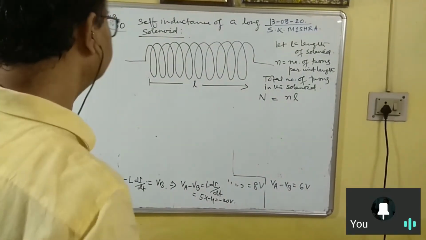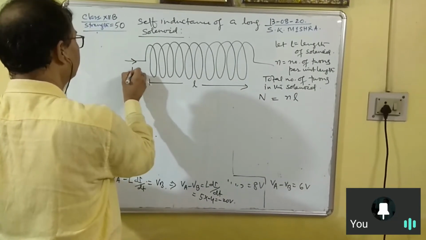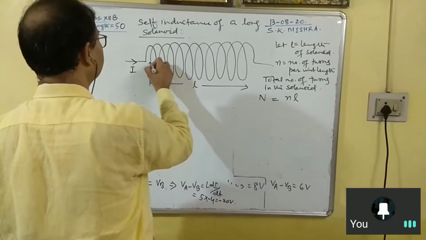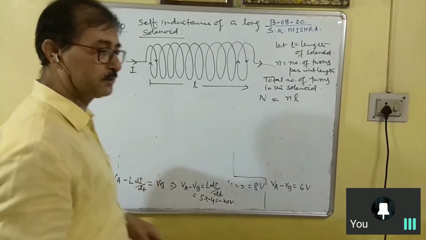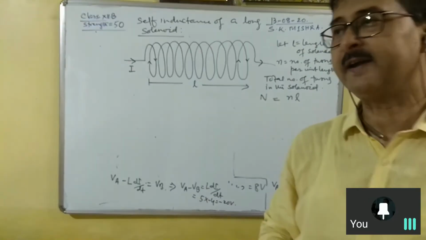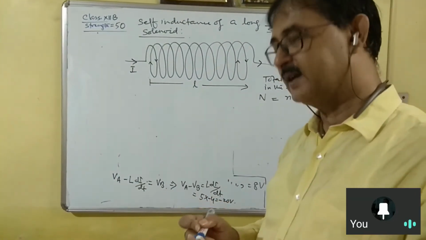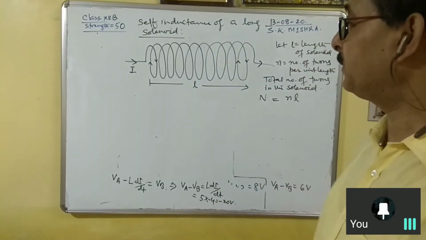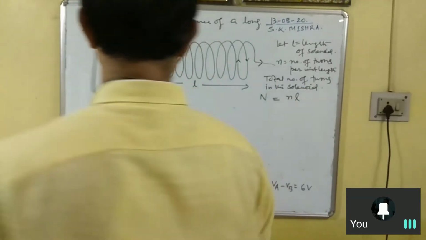And now if a current I is passed through the solenoid, then magnetic field exists everywhere inside the solenoid, except at the end point, where the value will be half of mu naught Ni. But inside the solenoid, the magnetic field remains constant in magnitude as well as in direction. So a uniform magnetic field exists everywhere well inside the solenoid.